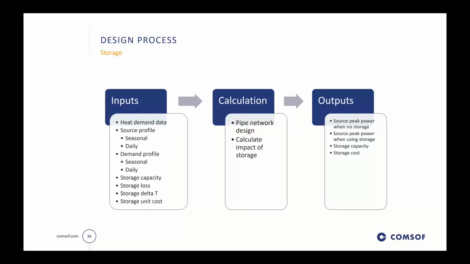Then we will calculate the impact of the storage on the network. What do we mean with that? We will generate in the output, first of all, the source peak power that you require without storage. And then we will calculate the peak power that you will require when using the storage as given at the input, the given storage capacity. Plus we will calculate exactly the storage capacity. At the input, it will be a percentage, as you will see, and at the output, we will get it exactly in megawatt hours. Plus also the cost will be calculated, because at the input, we will provide unit costing. At the output, we will get the actual costing for the size we need.